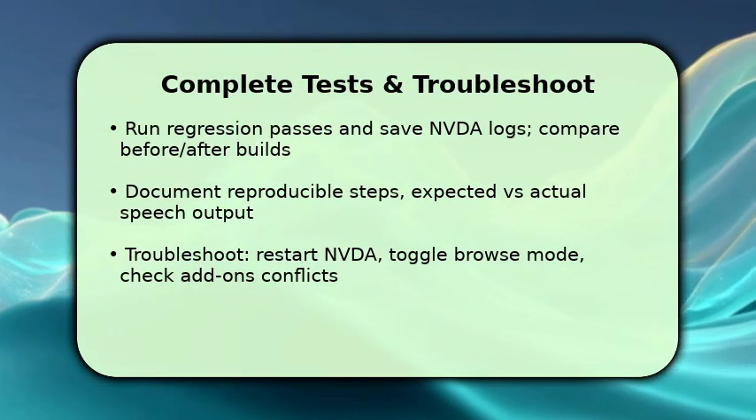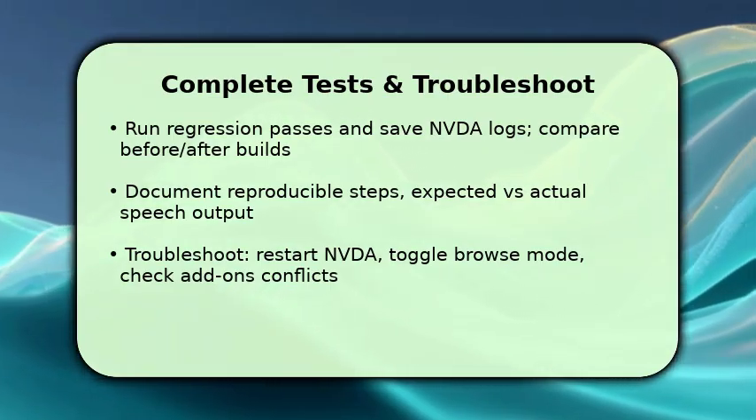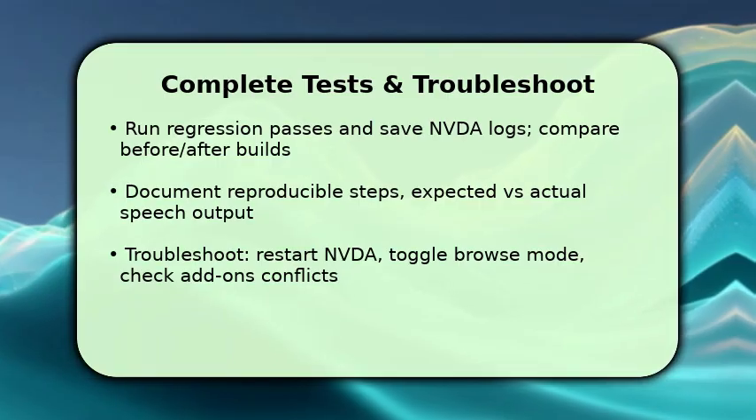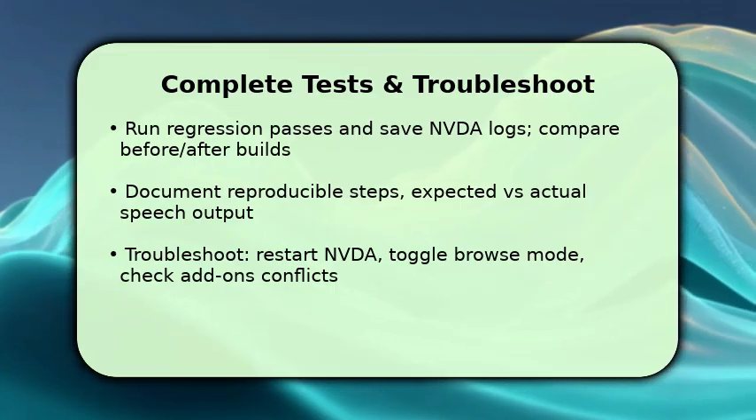Finish by running regression passes and saving logs. Consistency across runs proves a fix. You should document step-by-step reproduction, the expected NVDA output, and the actual spoken text so developers can act.